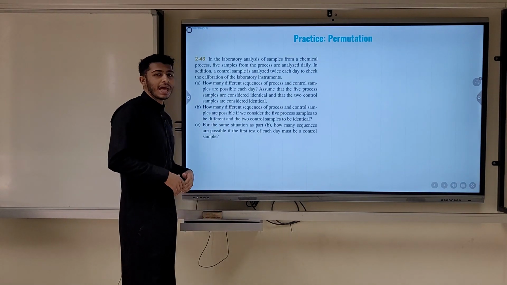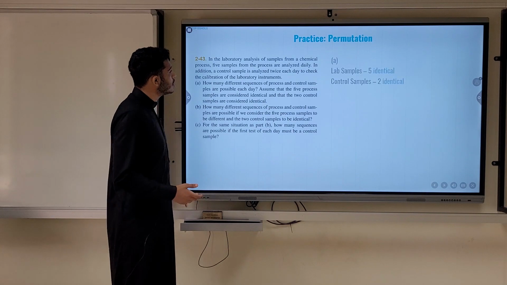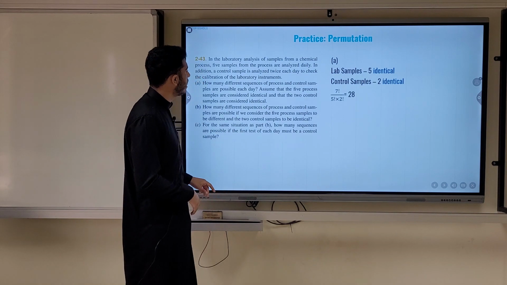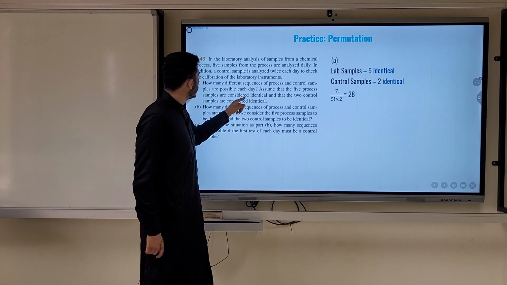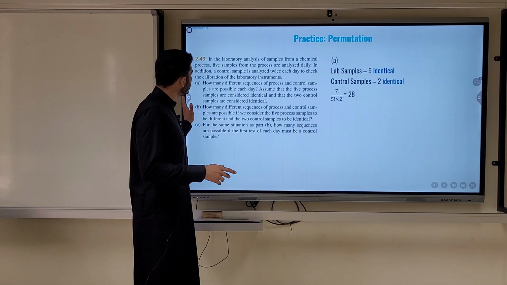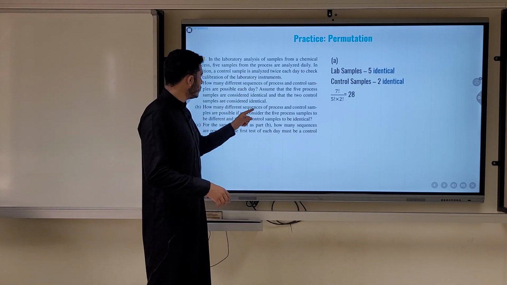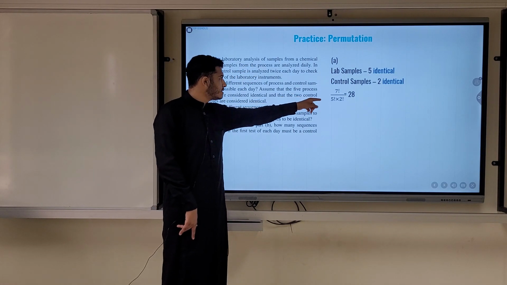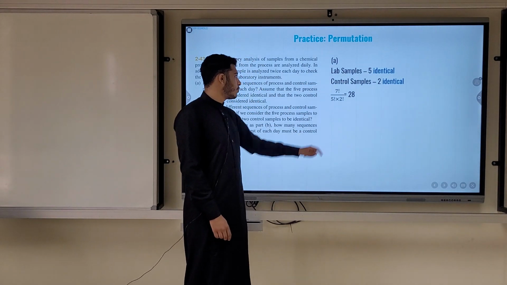So we're dealing with the case where we have some identical items in our permutation. We're going to use the last formula, the one that handles identical items. The total number of operations is the number of samples being taken. Here it tells us that a control sample is analyzed twice a day, so we count it as 2, and then we add the 5 samples from the process. We divide by the number of identicals: the process samples have 5 identicals, and the control samples have 2 identicals, and we end up with this number.